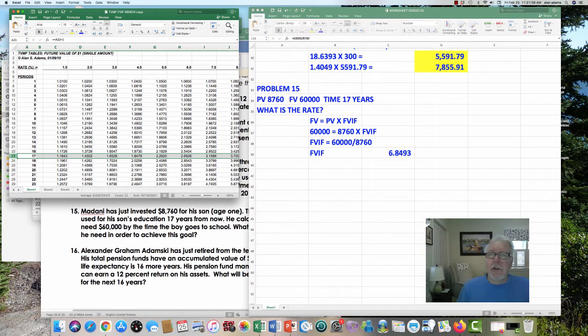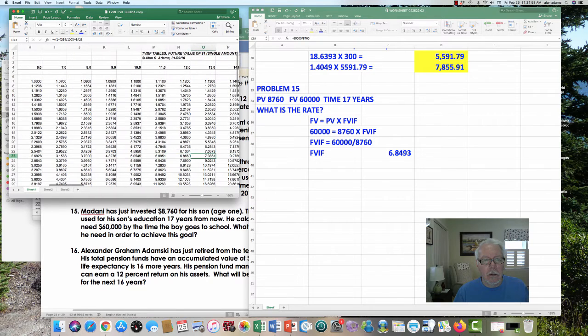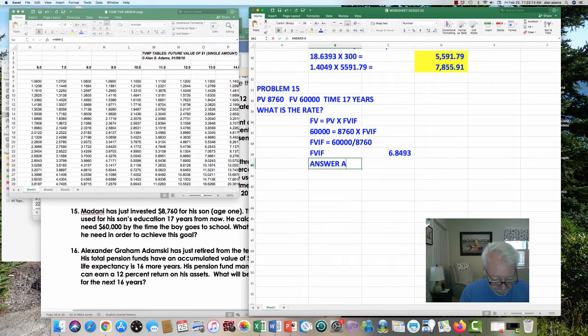And now what you're going to do, friends, is lay a ruler across that row and scroll across, use your finger or whatever, and look for the number that comes closest to 6.8493. All right, that one's too small, that one's too big, and like Goldilocks and the Three Bears, that one's just right, 6.8660. Our answer, therefore, friends, just look up here, is approximately 12%. I'm going to type that in here. That's our answer. It's that easy.